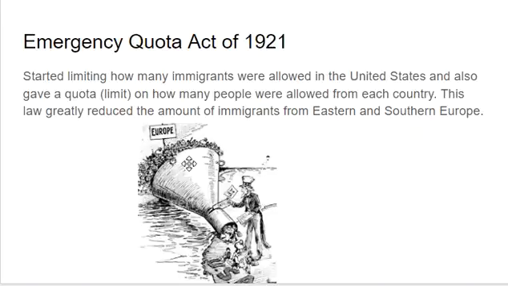And because of that, we still have a lot of immigration in the United States, and it's gone back up over time, but it still wasn't what it was during the 1870s and 1880s. Essentially after the Emergency Quota Act, that's when immigration really started to decline.